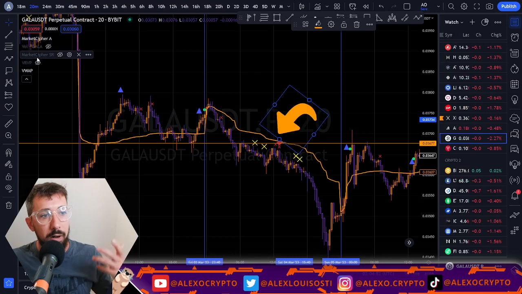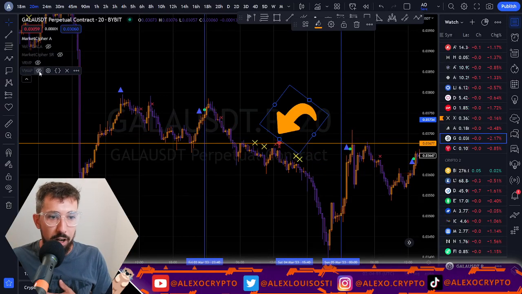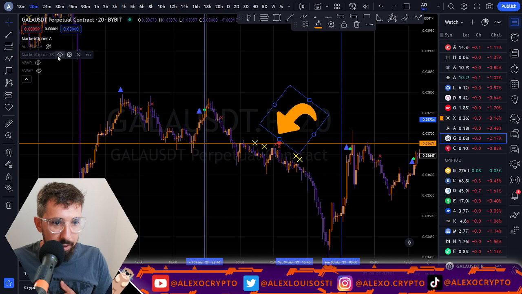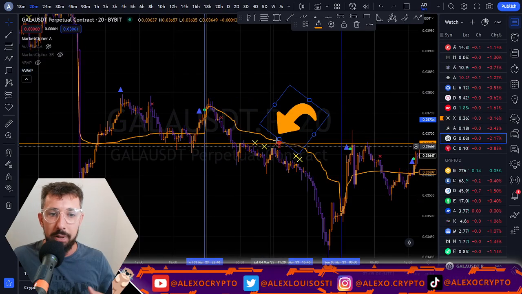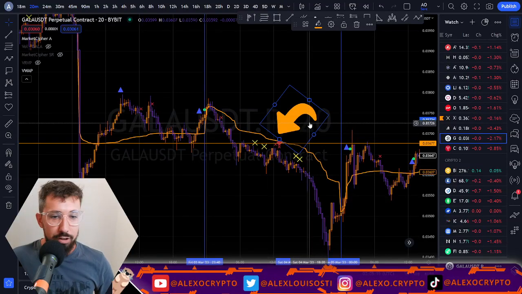It's also on Market Cipher SR. If you have the VWAP, you can see it popping up here. It is a volume weighted average price. It also pops up here with the Market Cipher SR. Now let's jump into it. I use this a lot of the time to add confluence to my trades.